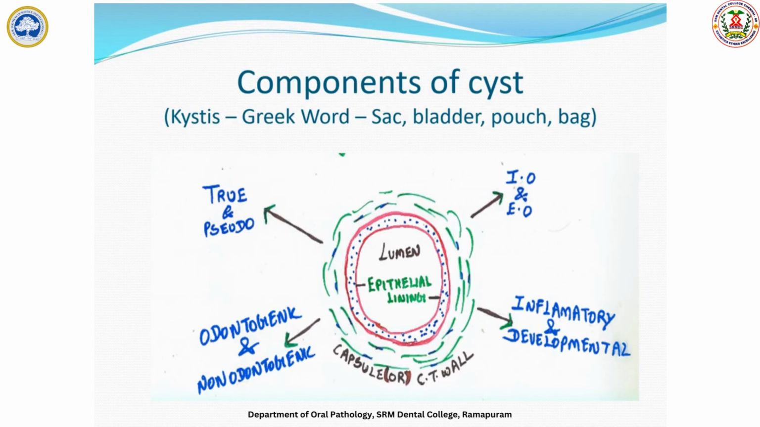Likewise, a cyst can occur inside the bone and outside the bone. Inside the bone, it is an intraosseous cyst. Outside the bone, extraosseous. Likewise, a cyst can arise from epithelium. If the source of epithelium is odontogenic, it is called an odontogenic cyst. If the source of epithelium is non-odontogenic, it's a non-odontogenic cyst. Likewise, inflammation can trigger a cyst, and then it is called an inflammatory cyst. Or sometimes the cyst may be of unknown etiology, that is, the causative factor will not be known. Then it is called a developmental cyst.